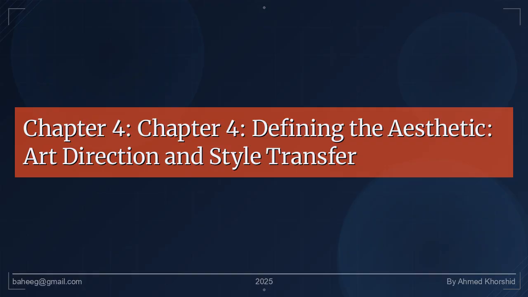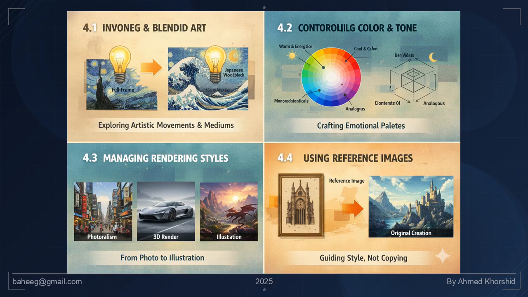Chapter 4, Defining the Aesthetic: Art Direction and Style Transfer. Section 4.1, Invoking and Blending Specific Art Movements and Mediums. Section 4.2, Controlling Color Palettes, Grading, and Emotional Tone. Section 4.3, Managing Rendering Styles: Photorealism, 3D Render, or Illustration. Section 4.4, Using Reference Images to Guide Style Without Sacrificing Originality.